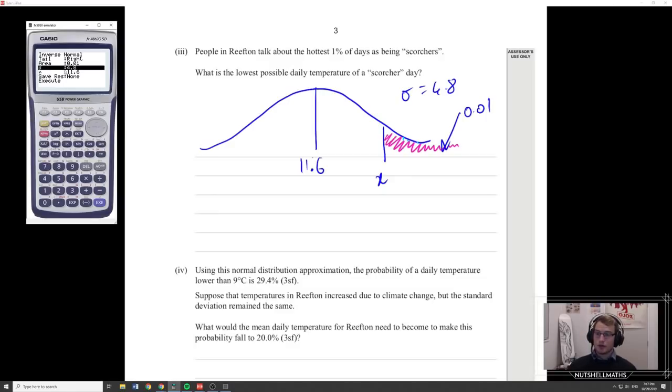Our standard deviation is 4.8, and our mean is 11.6.